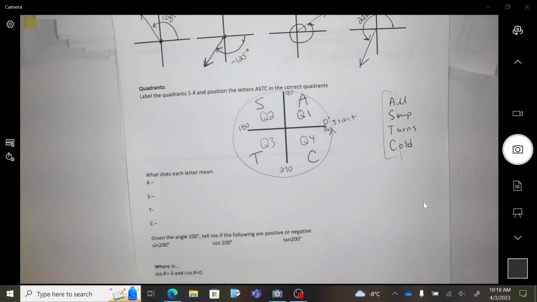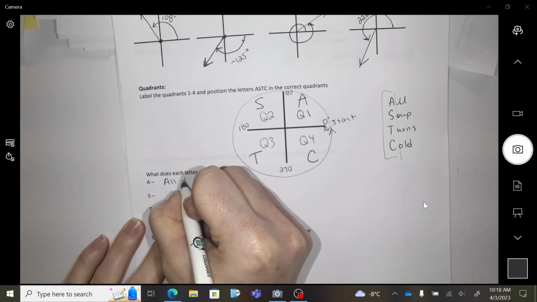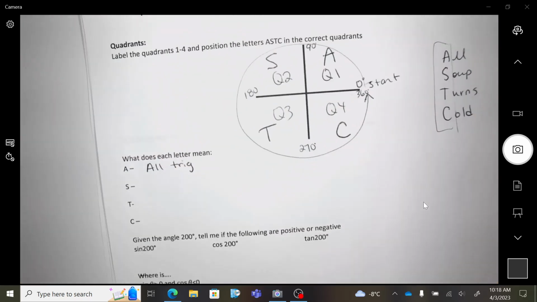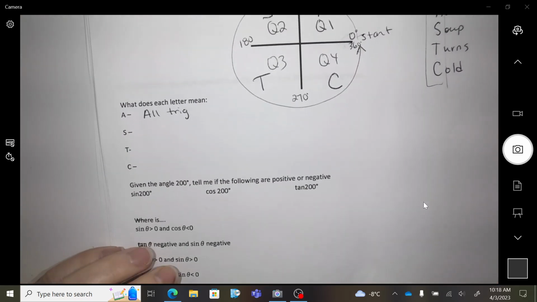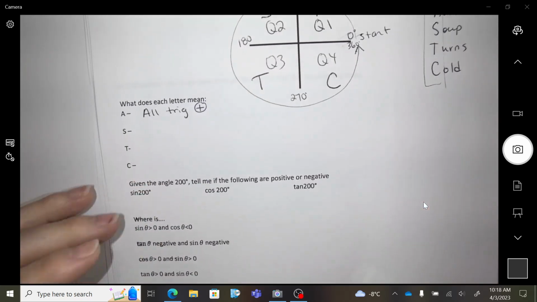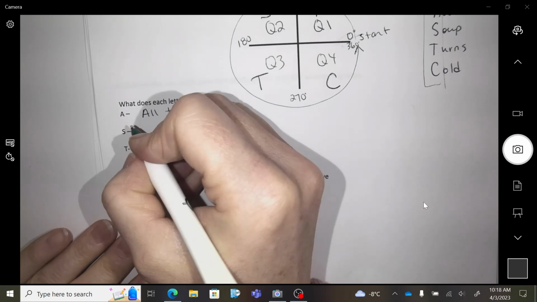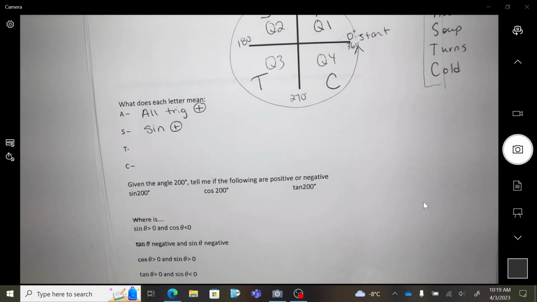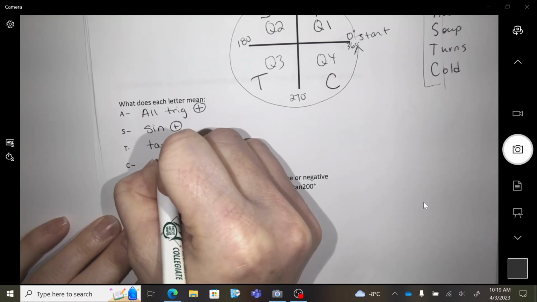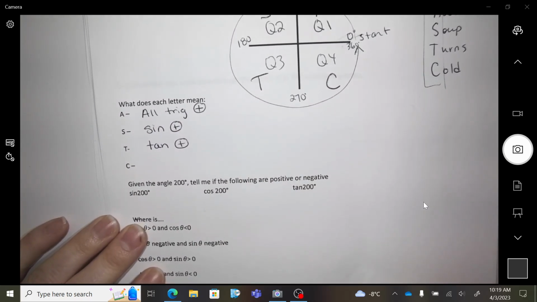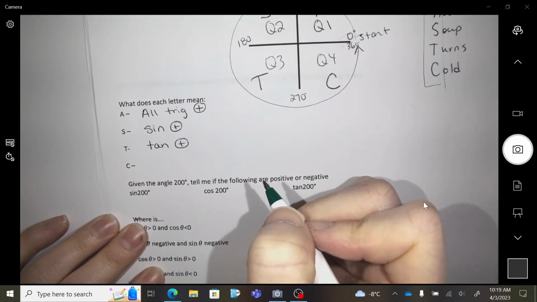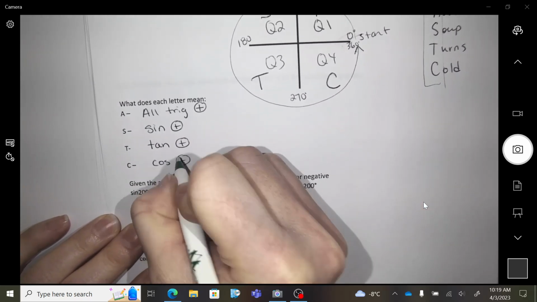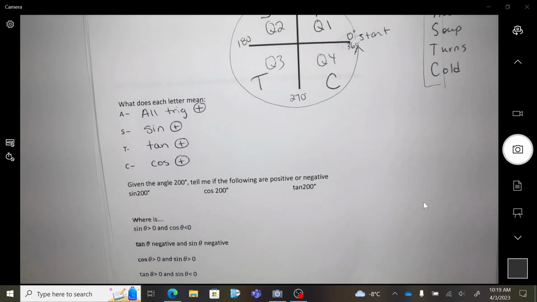Okay. What does this mean? So the A is standing for all trig. The S, okay, all trig are positive. I should write that, I guess. The S stands for sine is positive. The T means that the tangent is positive. And the C, what's the last trig thing? Cosine is positive. So what does that mean?